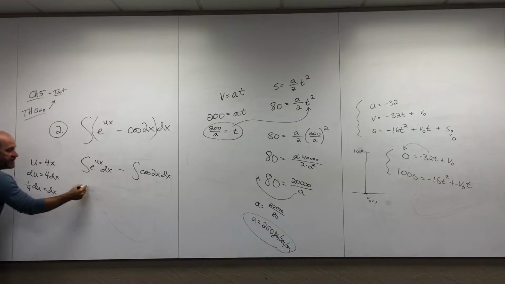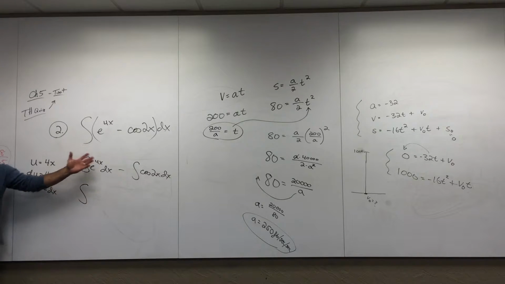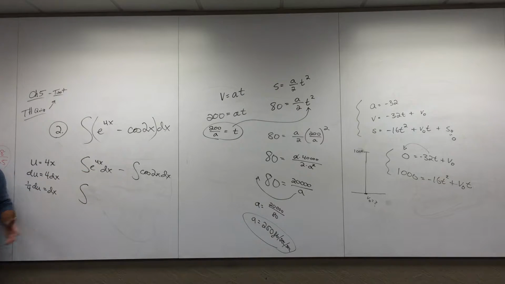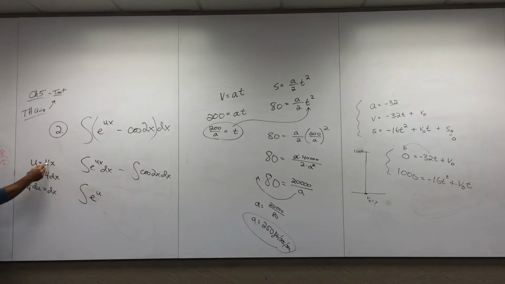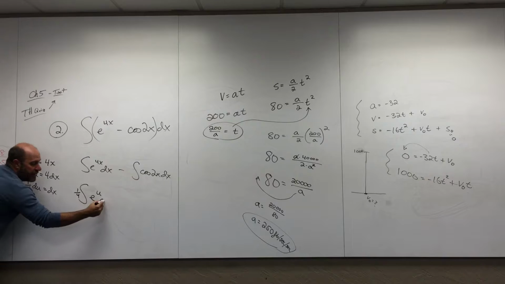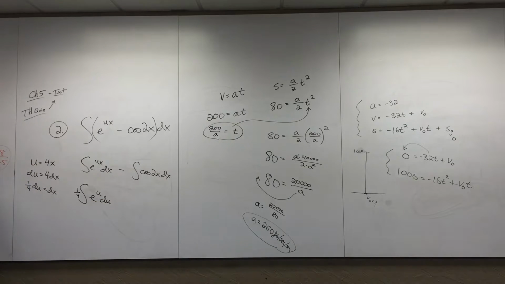So this integral turns into a new integral. Instead of having x's, it's going to have u's. And what's it going to look like? Well, it's all dictated right here. That's going to be e to the u, isn't it? That's my u. And then what's my dx? Oh, my dx is a 1/4 du. So I'll put the 1/4 out here, and then there's my du. So this problem, through U substitution, turns into this problem.